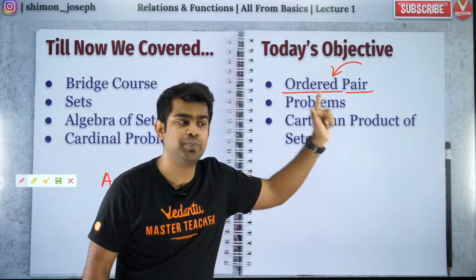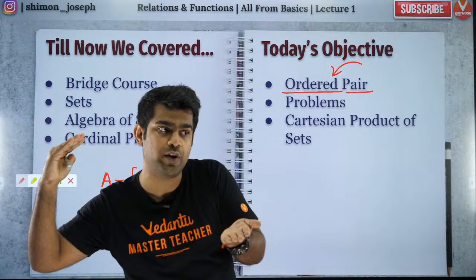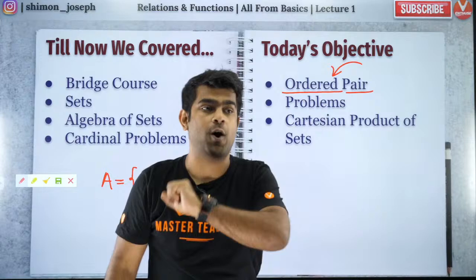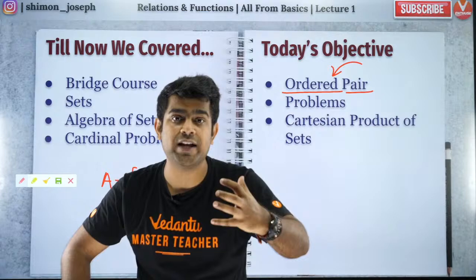Because ordered pairs, my dear children, will help us to jump from sets, which is the first chapter, to relations, which is the second chapter. So that link is provided by ordered pairs. Because like I said, for a relation, you need to have two objects to compare. And that is where you bring in the ordered pair.